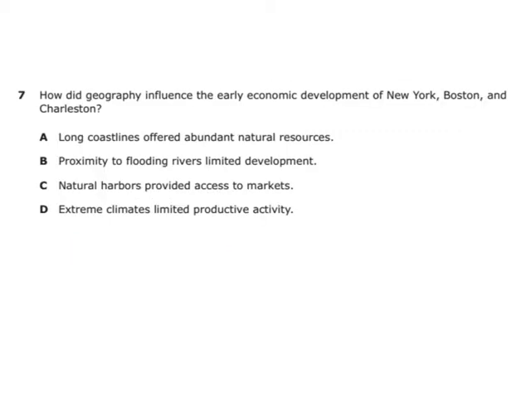How did geography influence the early economic development of New York, Boston, and Charleston? Well, natural harbors provided access to markets. Remember, I told you specifically in New England, cities like Boston and New York had very deep natural harbors. Maybe we don't know anything about Charleston, which is in the South, by the way, but if we at least know that Boston has good harbors, that allowed these cities to have good shipping and be able to bring supplies in and out from market.